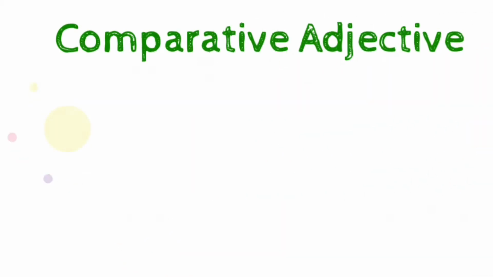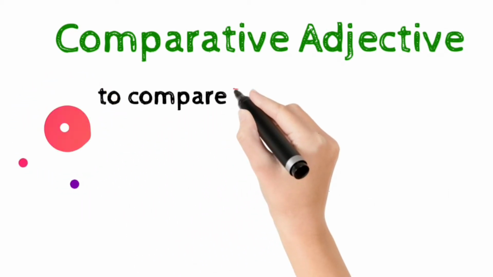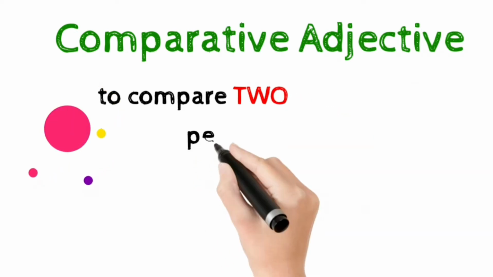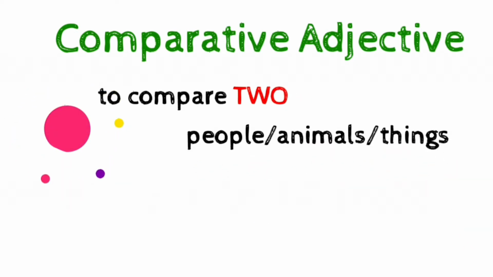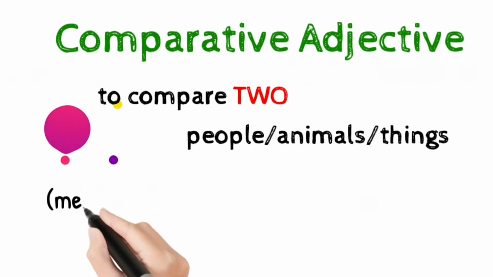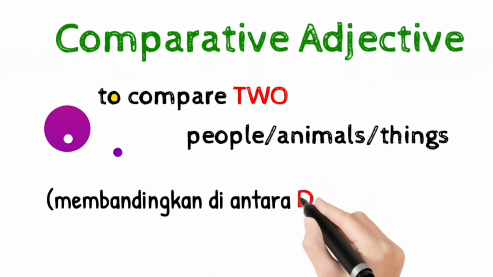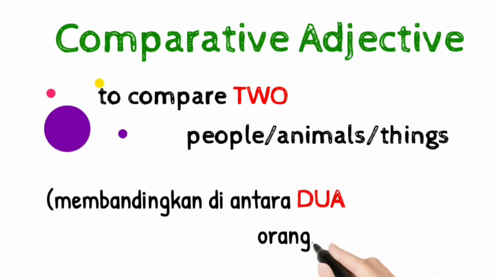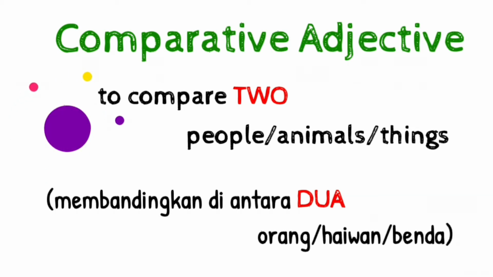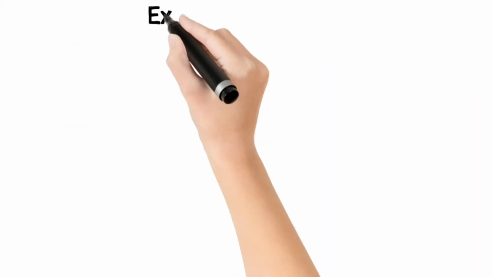Comparative adjective. Comparative adjective is used to compare two people or two animals or two things. Or in Bahasa it means membandingkan di antara 2 orang, haiwan, atau benda. Let's take a look at example 1.